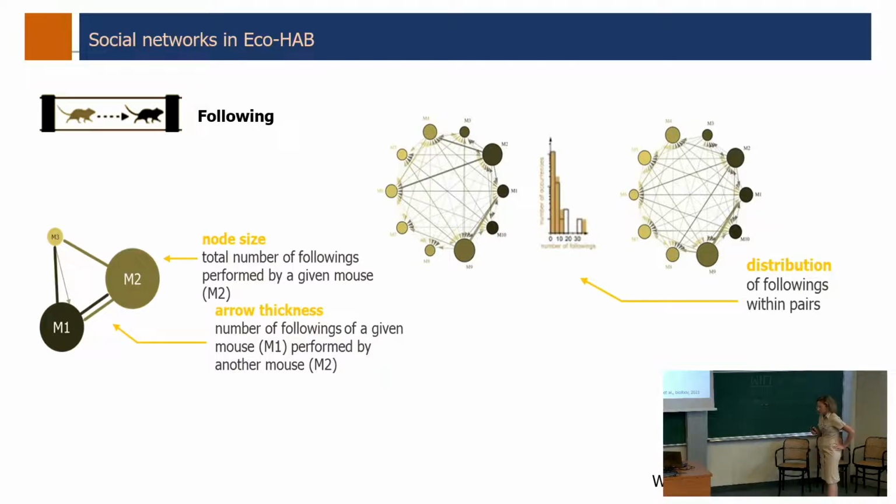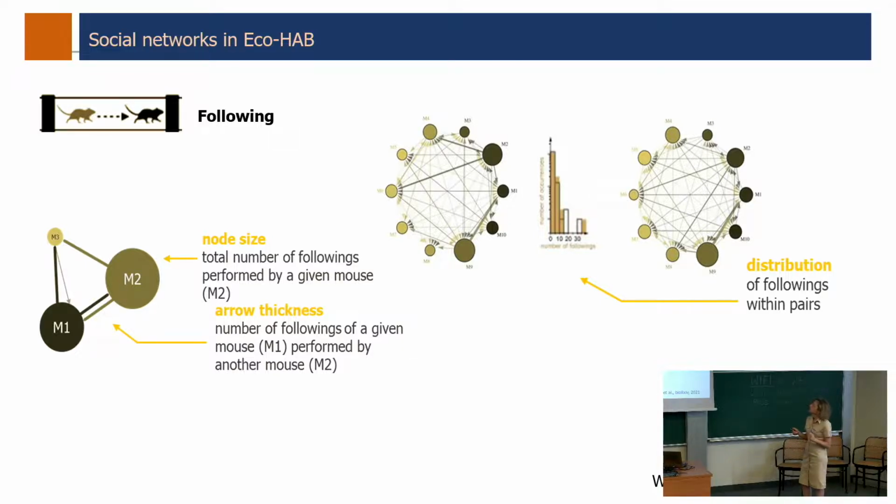Here I would like to focus on one of the measures, which I think is quite interesting. It's the following behavior in the tubes of this EcoHub system. When one animal is closely following another, we call it following, and we measure how many times during some period of time. They have a dark-light period of 12 and 12 hours. The dark period is the active one for mice. They are nocturnal creatures, so we usually look at their behavior during this dark period.